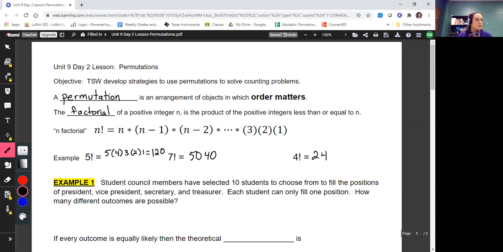So our first example, a student council member. Our student council members have selected 10 students to choose from to fill the positions of president, vice president, secretary, and treasurer. Each student can only fill one position. How many different outcomes are possible? Okay, so we have 4 places to fill: president, vice president, secretary, and treasurer. And each student can only fill one position, so we cannot repeat.